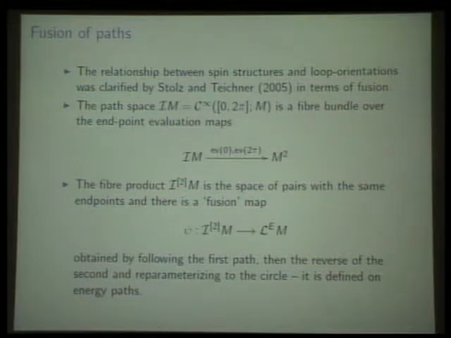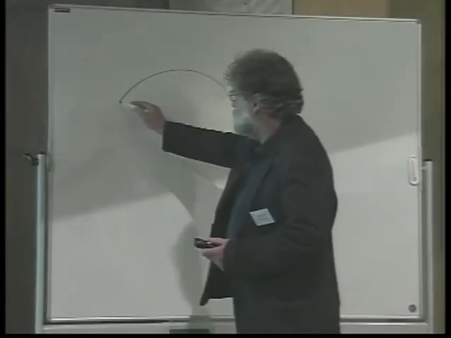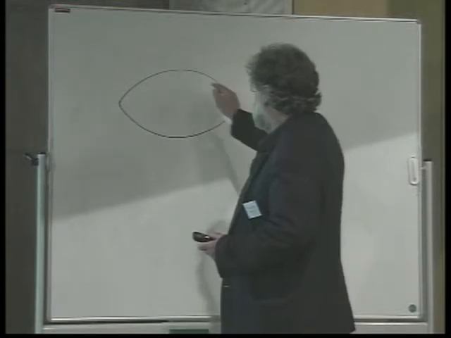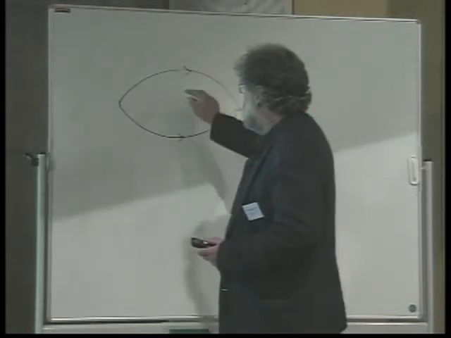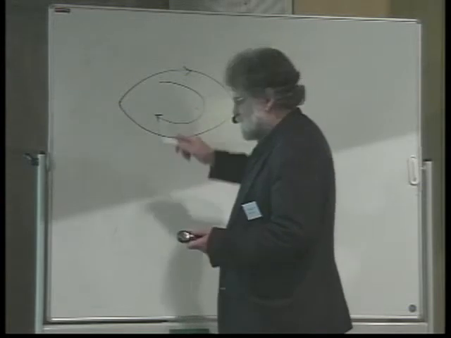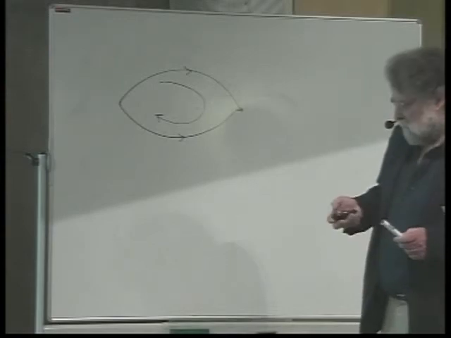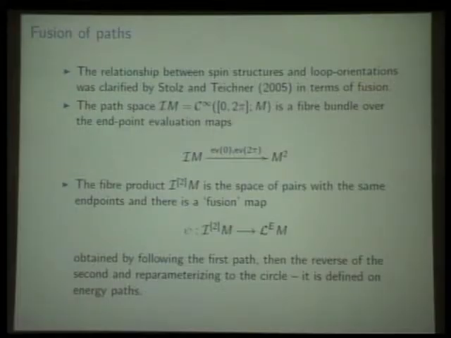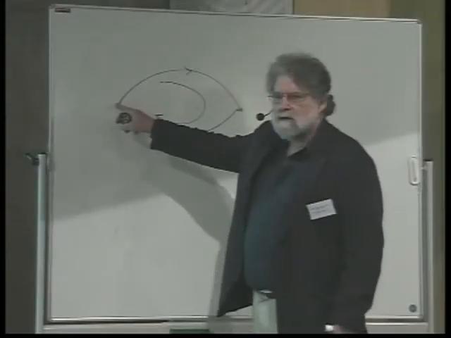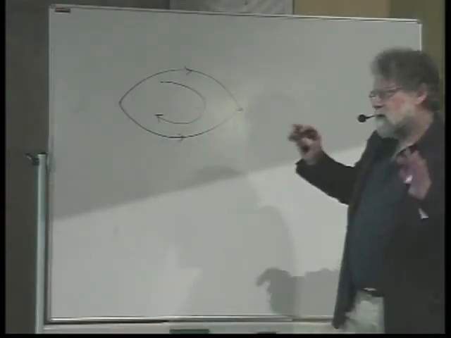Now, if you have pairs of paths in M with the same endpoints, you have this picture, and of course they're both going this way, but you can get a loop by joining them, putting them together. If you want to stick with the parameterization, you have to reparameterize the path, but you can get a loop. So you get a map from, for example, pairs of smooth paths. This is one place where the energy space comes in. These are not smooth because of the discontinuities in the derivatives here. Now, this turns out not to be important.